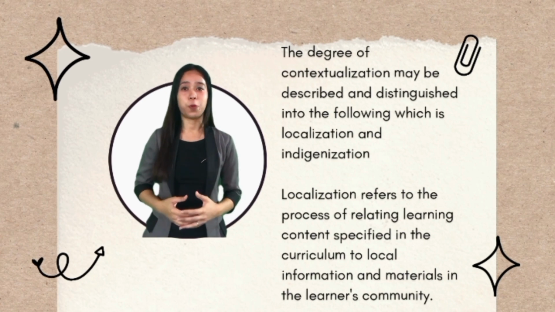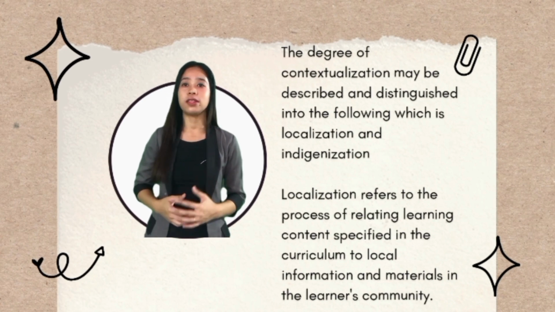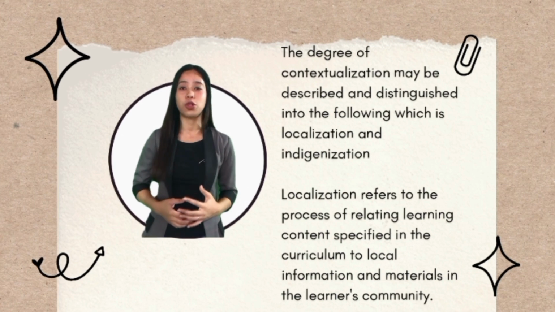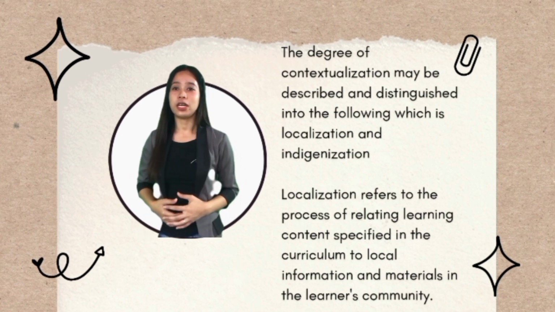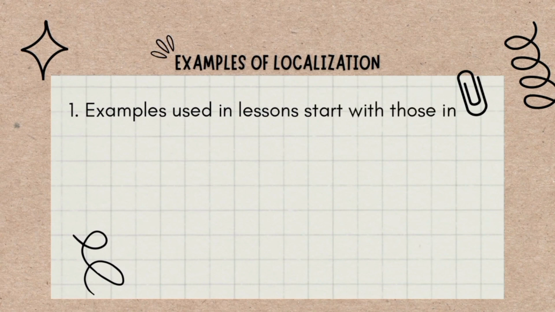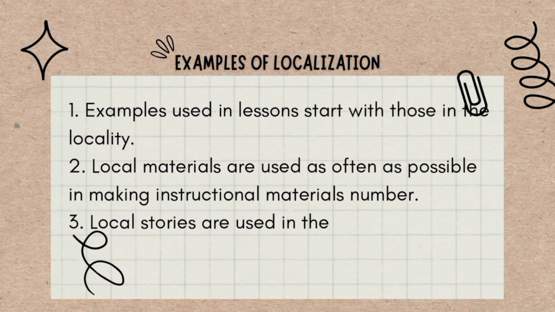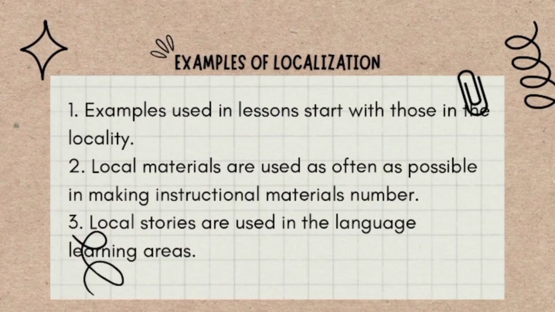Localization refers to the process of relating learning content specified in the curriculum to local information and materials in the learner's community. Examples of localization. Number one, examples used in lessons start with those in the locality. Number two, local materials are used as often as possible in making instructional materials. Number three, local stories are used in the language learning areas.